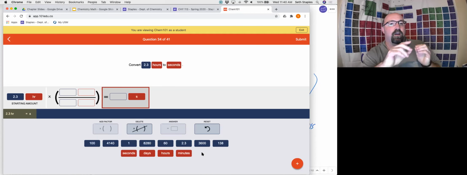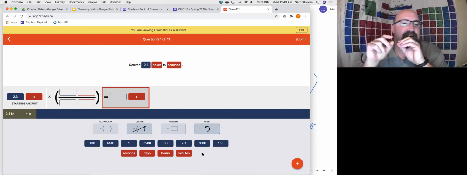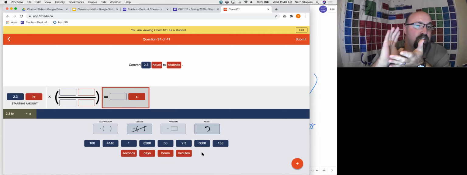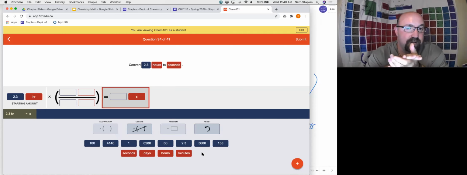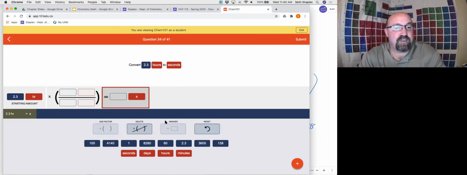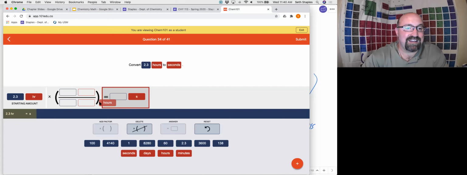And so we're trying to convert 2.3 hours over to seconds. And so we know that our conversions that we're going to need to get there is, first we're going to need to go from hours over to minutes, and then minutes to seconds. And so depending on how you want to do this, maybe you want to put the actual units in there first. So again, we need hours to cancel out. So that needs to go down bottom here because it's up top over in our starting number.